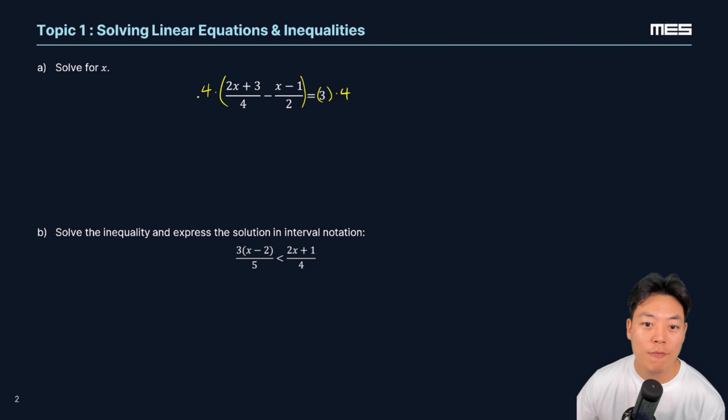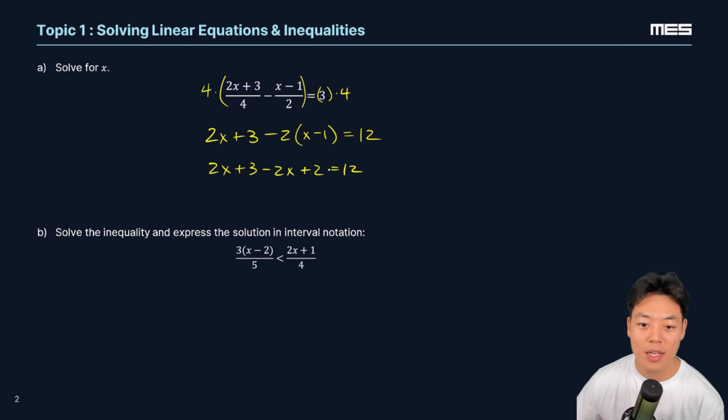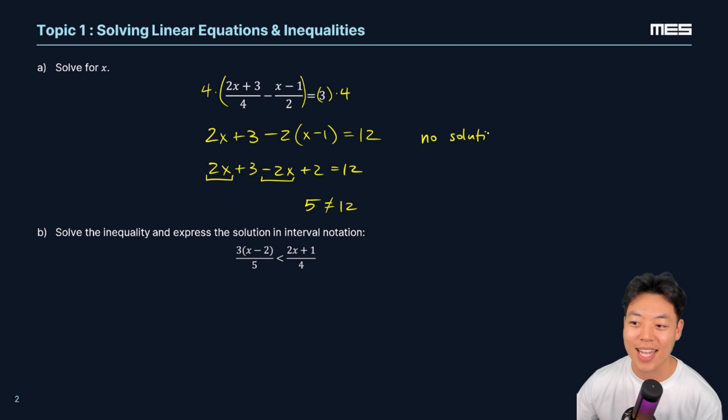Let's get it. 4 and 4 cancel out in this first fraction, leaving just a 2x plus 3 minus 4 divided by this 2 will leave us with a 2, leaving the x minus 1 in the numerator as well. And 3 times 4 is 12. We want to distribute, and some of you may already notice what's going on here. We recognize that the 2x and 2x will eliminate, leaving us with 5 is equal to 12, which is a false statement. Therefore, there is no solution for x here.